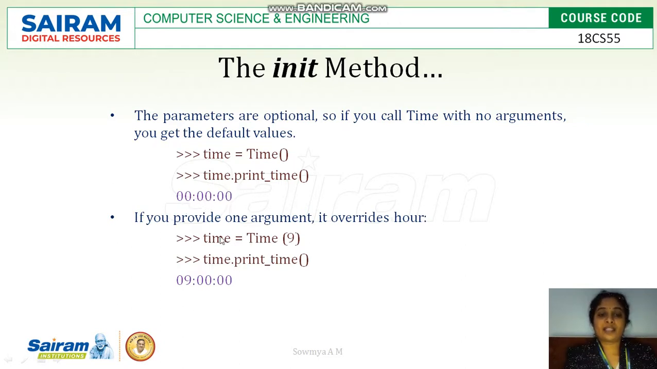If you pass arguments to the Time class, since we have the init method, we can pass three arguments to it: hour, minute and second. Since we are passing arguments, if the first argument is 9 and you print the value, it will show as 900.